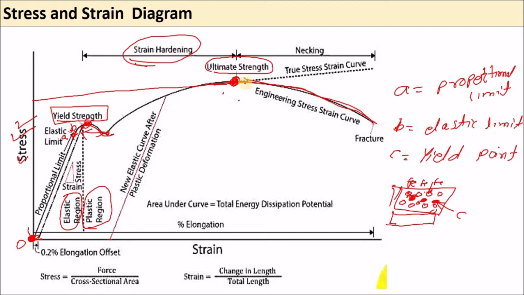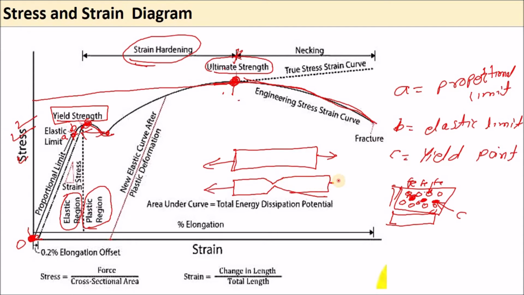But actually what is happening here? When we apply the load, let's suppose there is one body and we are applying some load. After ultimate stress, the body will take this type of shape. Here the cross-section area will decrease in a particular area. Due to that, whatever stress we are calculating is less.